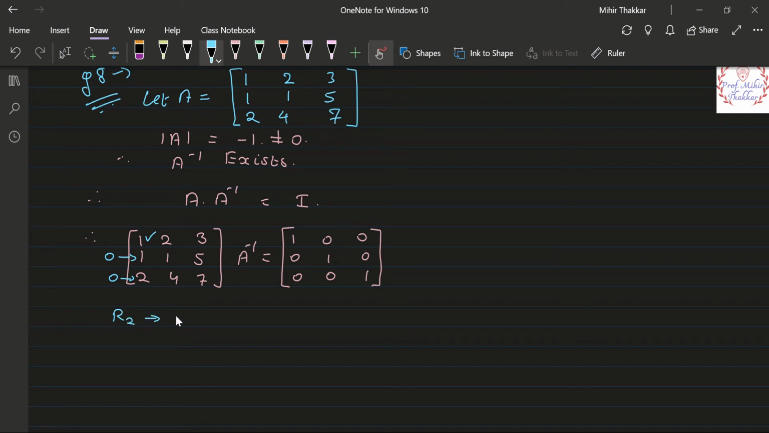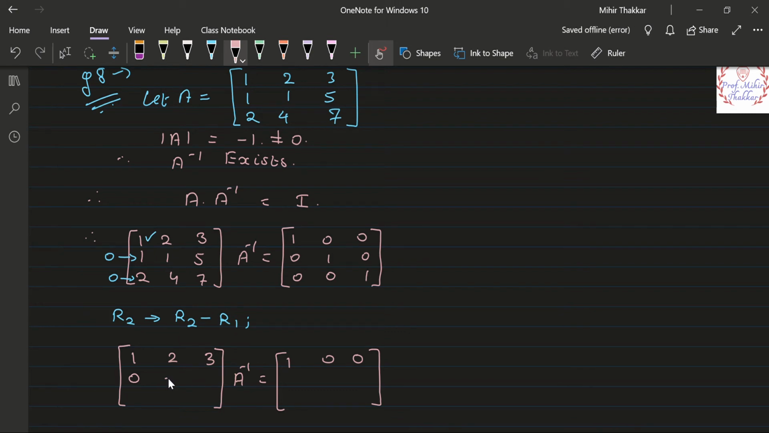R2 changes to R2 minus R1. First row values will be just copied down as it is without any change. This element will become 0. When we take R2 minus R1, so 1 minus 2, -1, 5 minus 3, that is 2. 0 minus 1, -1, 1 minus 0, 1, and 0 minus 0 is 0. So that is what we should get in our second row.